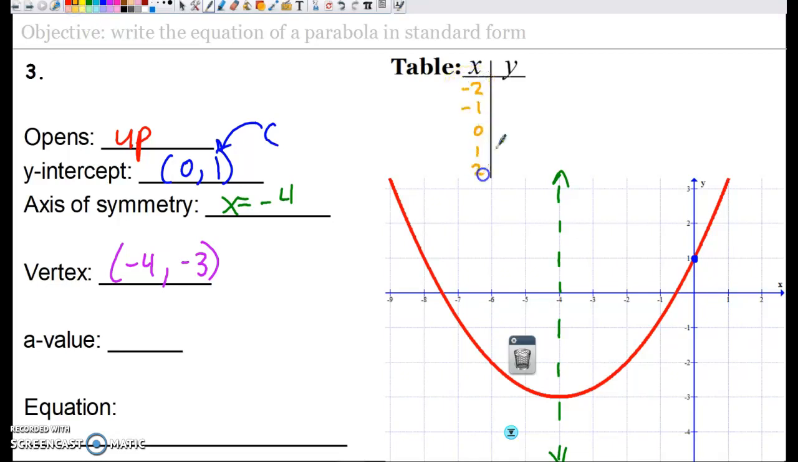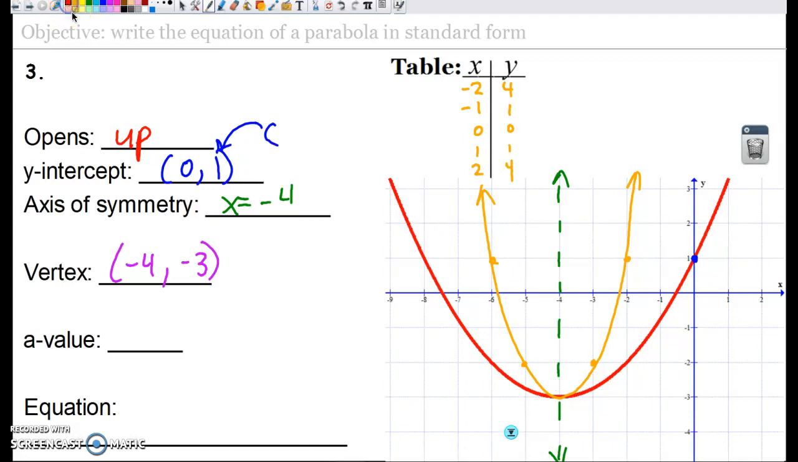Now to find the a value, I compare it to what the parent function looks like: -2, -1, 0, 1, and 2, 4, 1, 0, 1, 4. If I graph this, I go 1 over, 1 up, 1 over, 1 up, 2 over, 4 up, 2 left, 4 up. My parent function looks like this. So in orange, my parent function seems to be steeper than my red parabola, which leads me to believe my a value should probably be less than 1.